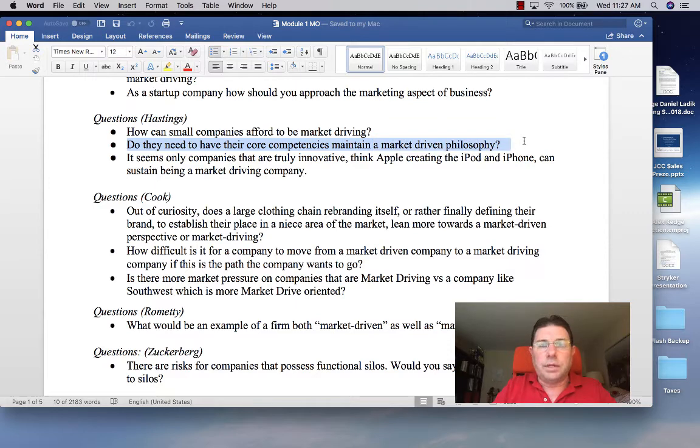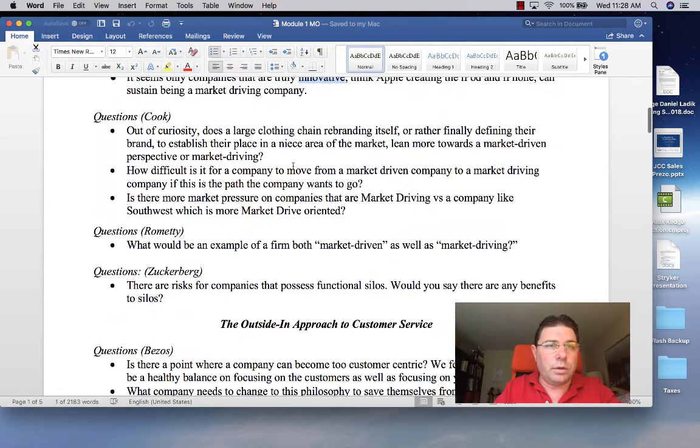Do they need to have core competencies to maintain a market-driven philosophy? Well, of course. A core competency of collecting proper data to make the right decisions, yes. A core competency of listening and making changes, yes. It seems only companies that are truly innovative, think Apple creating the iPhone, iPod, can be a market-driving company. No. Not truly innovative, but certainly leading. I mean, I don't think what Walmart did was innovative in terms of technology, but they changed pricing and they changed the supply chain, and they are a market-driving company, and they still are. I just got back from China, and Walmart's a pretty big presence over there. That's not really innovation. That's just market driving.